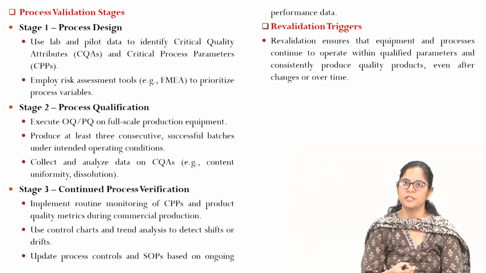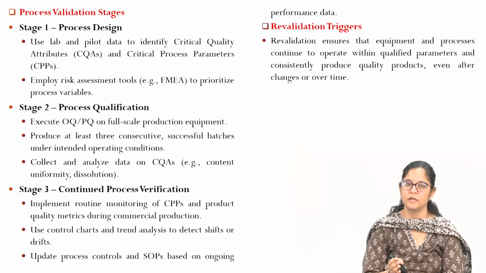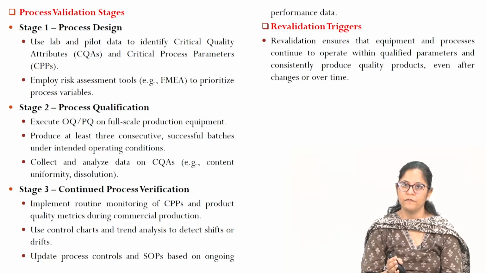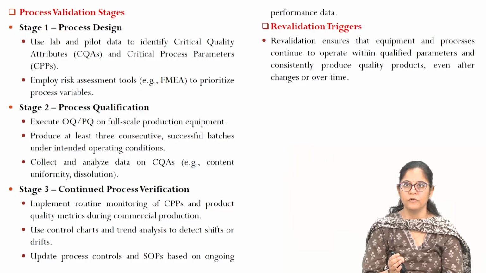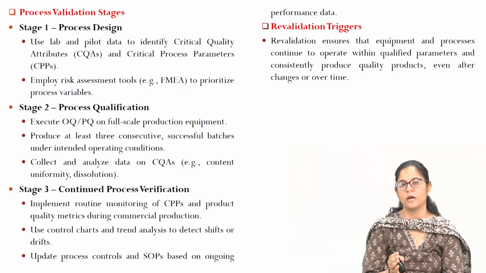So, the process validation stages. Stage 1 is the process design, in which lab and pilot data is used to identify critical quality attributes and critical process parameters. Then risk assessment tools are employed to prioritize process variables. The next stage is the process qualification, in which OQ and PQ on full scale production equipment is executed. At least 3 consecutive successful batches under intended operating conditions are produced. Then the data is collected and analyzed on CQAs, that is critical quality attributes.